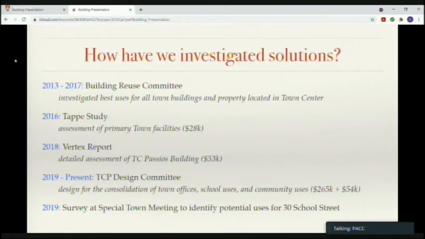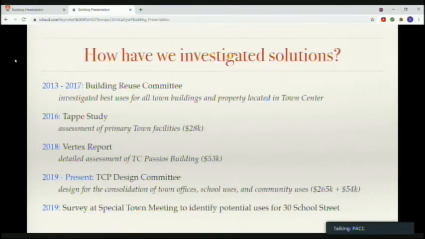We also had the TAPE study, which was just an assessment of those primary town facilities to say, hey, we've got to do something here. What can we do? What is the condition? What are the recommendations? And the Vertex report was a visual assessment of the TC Pastos building as well as other town buildings to identify what they are.